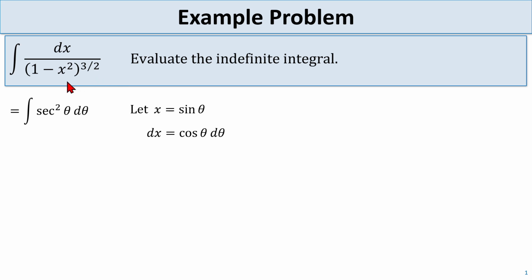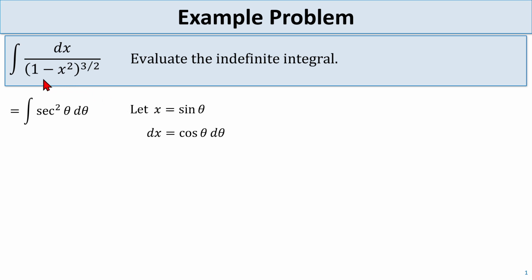In our last video, we did a definite integral that required the trigonometric substitution technique. Here we're going to do the same integral, however, we're going to do the indefinite integral, which is a little bit more challenging. So in our last example, if you go back to that last video, you can see that we found that this integral turns into the integral of secant squared of theta after you make the substitution that x is equal to sine of theta.